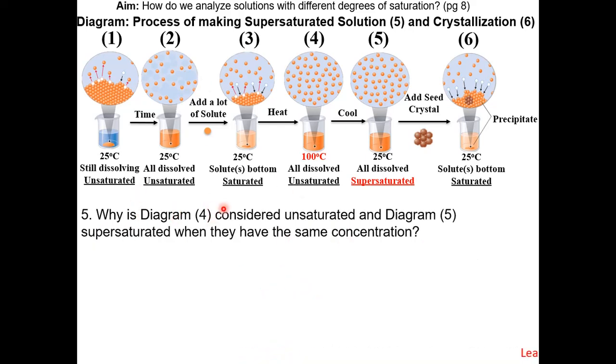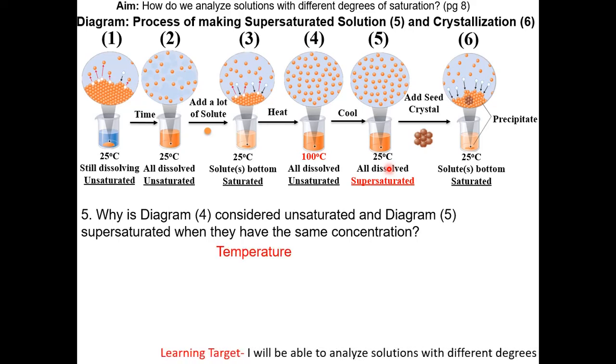Why is diagram 4 considered unsaturated and diagram 5 supersaturated when they have the same concentration? If you notice, diagram 4 and 5 have the same concentration. They have the same amount of solute dissolved in solution. However, the unsaturated solution in diagram 4 is at 100 degrees Celsius, while the supersaturated solution in diagram 5 is at 25 degrees Celsius. So the difference is the temperature.